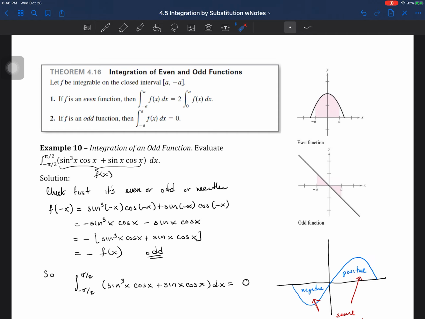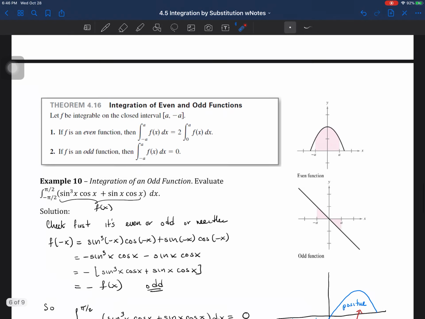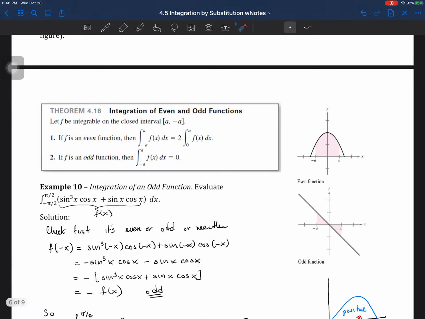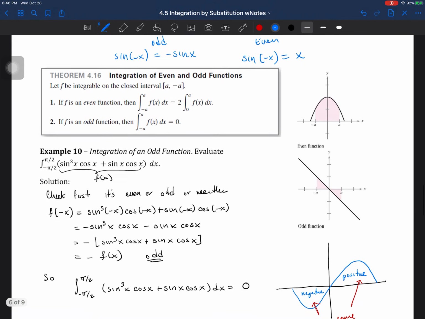Now I remind you guys that sine is an odd function, so sine of negative x is equal to negative sine of x, and cosine is an even function. So that will help us determine which technique we're going to use.